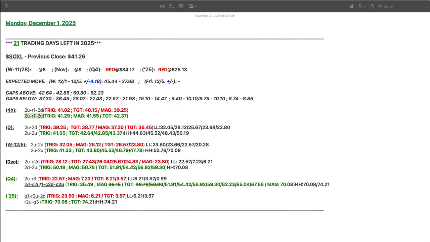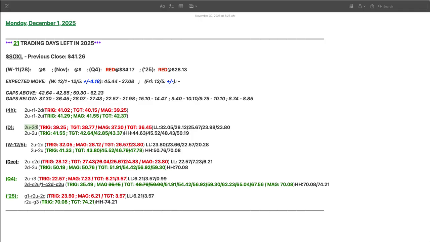To the upside, again, remember, not a lot of magnitude there. The 2-1-2 up triggers at 41.29 and only has a magnitude of 41.55. But we do have the extended target of 42.37 above us, which is the bottom of that gap, right?